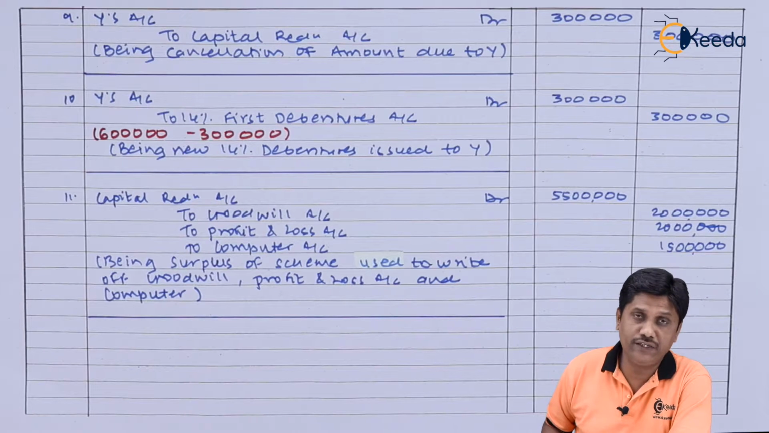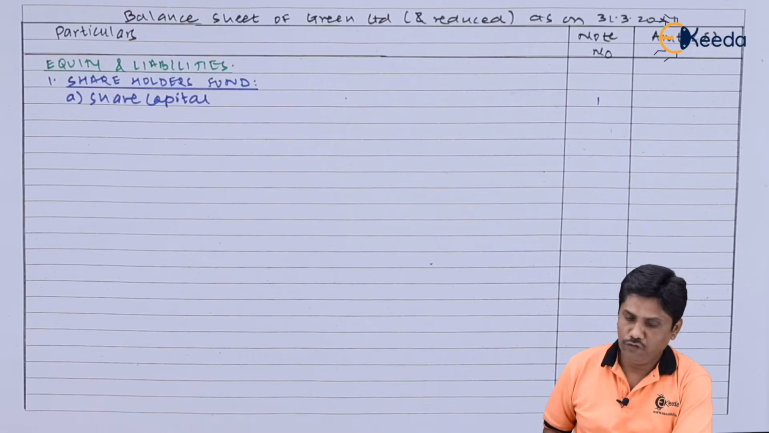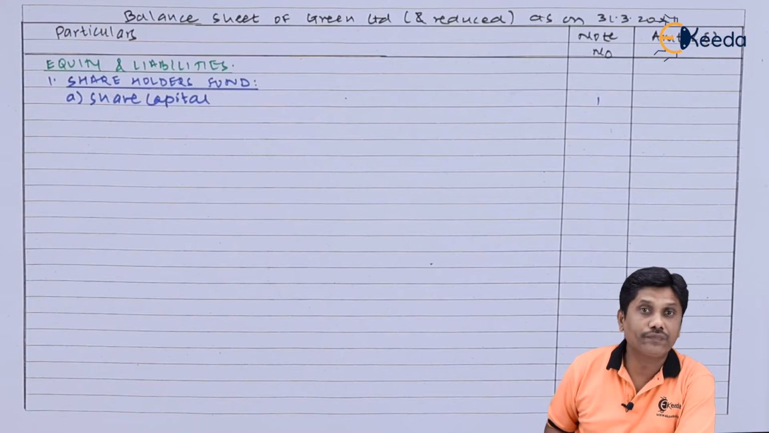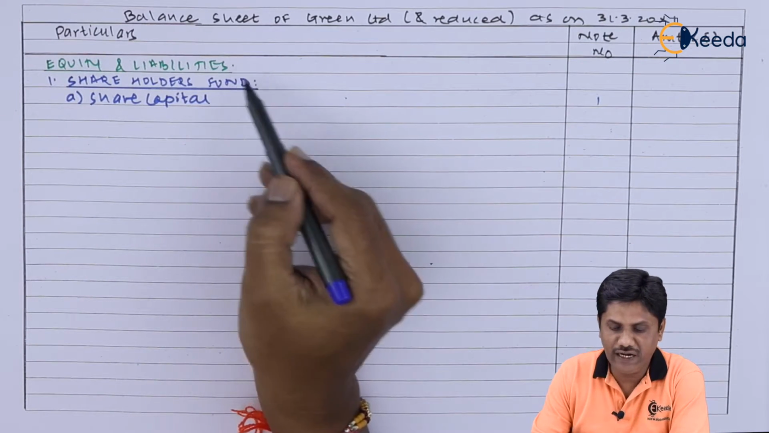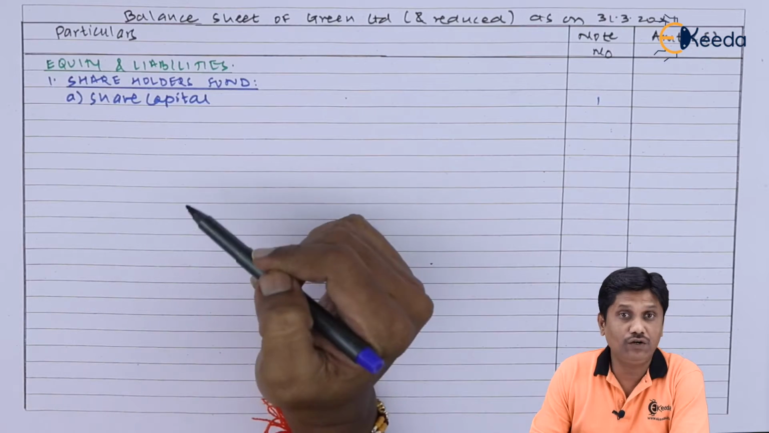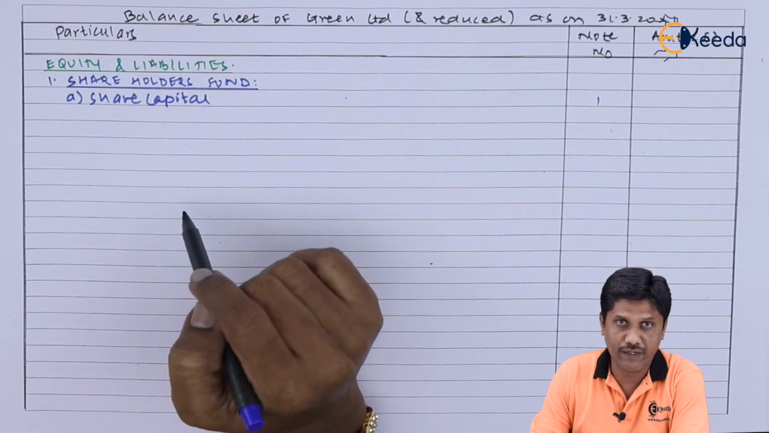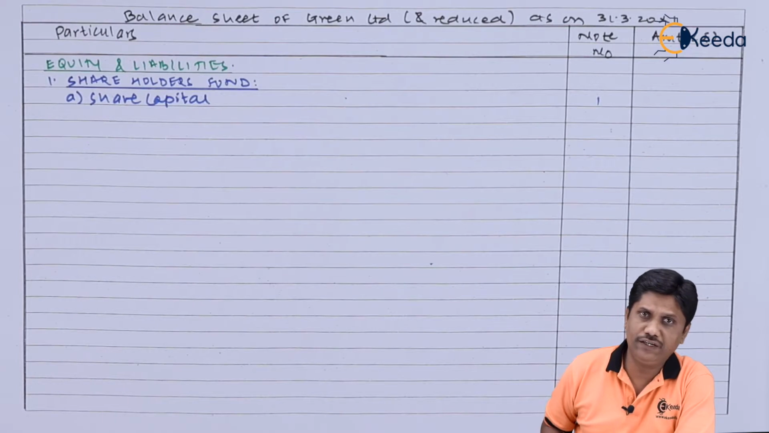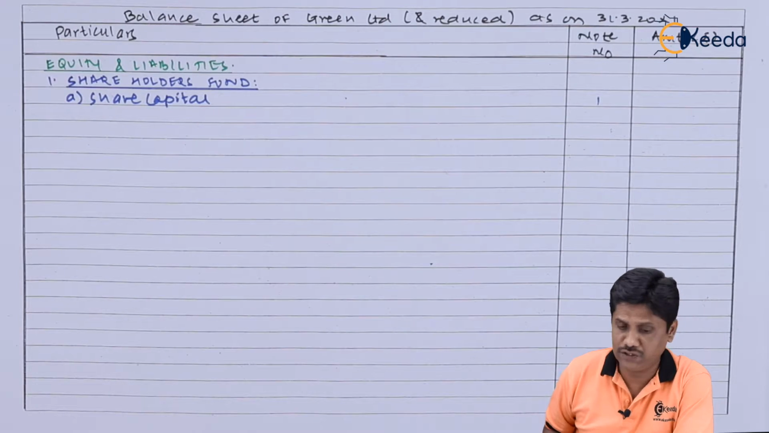The question is also asking you to prepare a balance sheet. So let us prepare a format of the balance sheet. Friends, we are ready with the format. Here I have noted equity and liabilities. Under that, number 1 heading is shareholders fund. In shareholders fund we have share capital. We don't have any reserve to write here, so no need to note down reserves here.